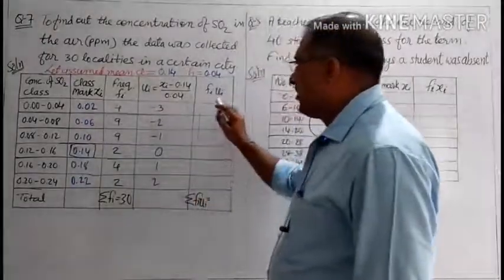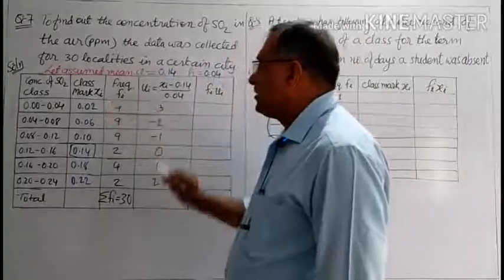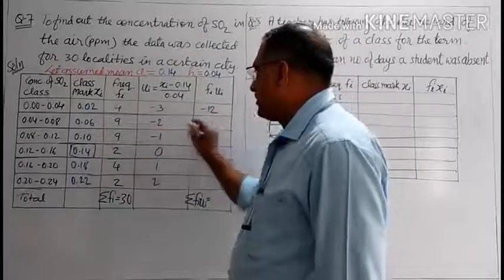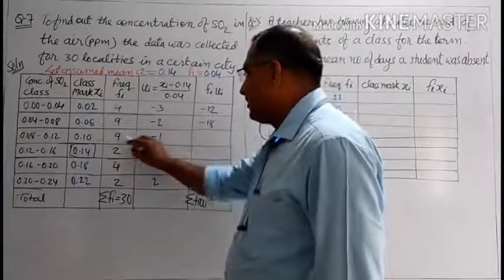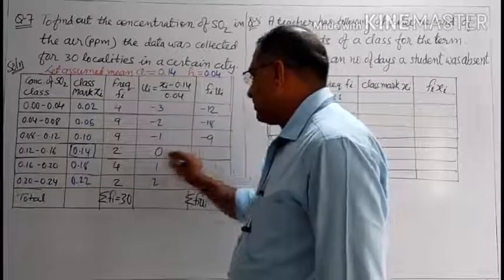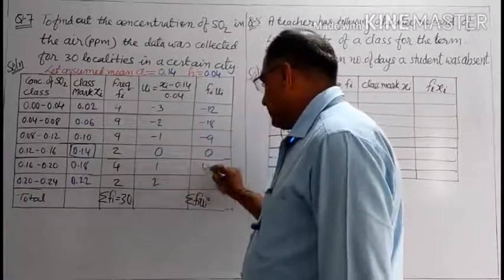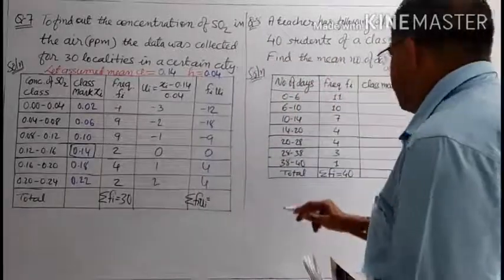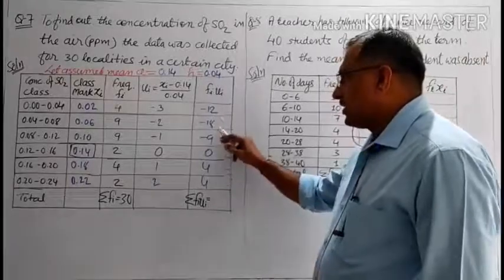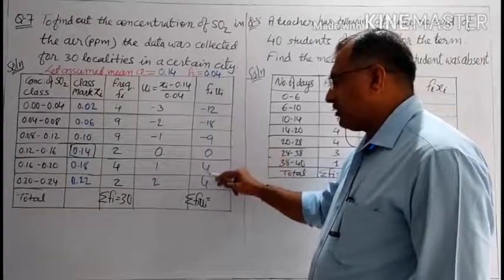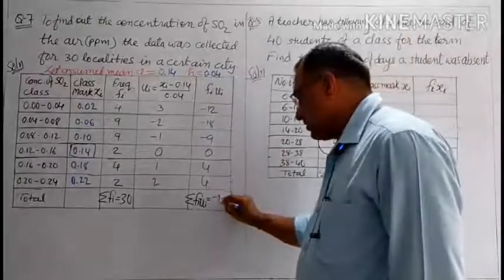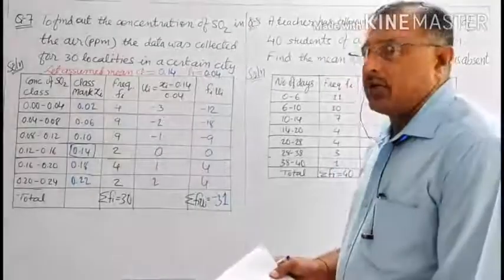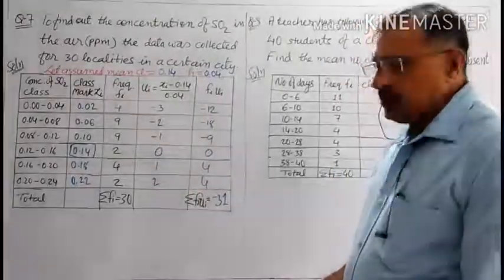Now let us go for fi ui, that is the product of frequency and step deviation. So 4 threes are 12. So here you will get -12, 9 twos are 18, you will get -18, 9 ones are 9, -9. Here 0, then 4 ones are 4, and 2 twos are 4. So now what is the total sum? We have to add them. Here 4 and 4 make 8. So we will get here -30, and -39, and +8. So here it is -31. So -31 is here sigma fi ui, that is the summation of the product of frequency and step deviation.